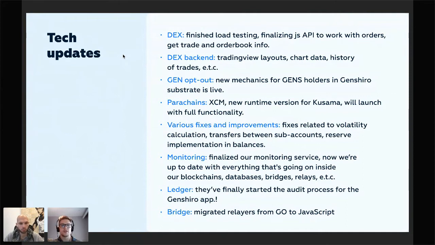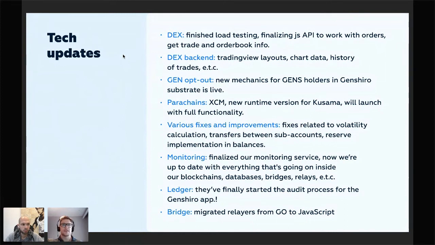Everything was functioning smoothly, so hopefully it will stay that way. Another piece of good news: Ledger finally started the audit process for the Genshiro app. The Genshiro app is basically the app which will allow Ledger users to use all the features of our Genshiro blockchain using their Ledger devices.